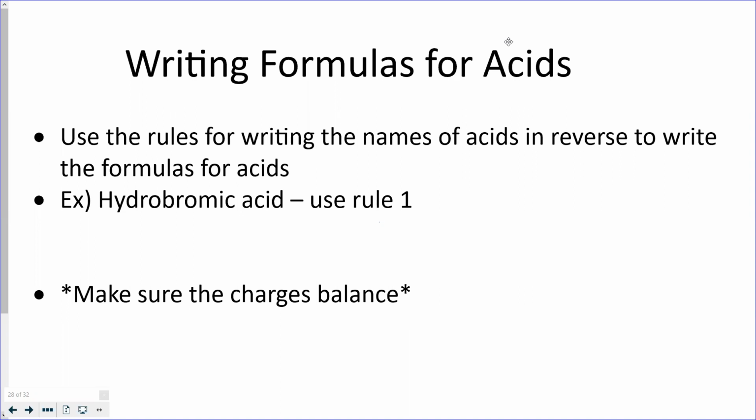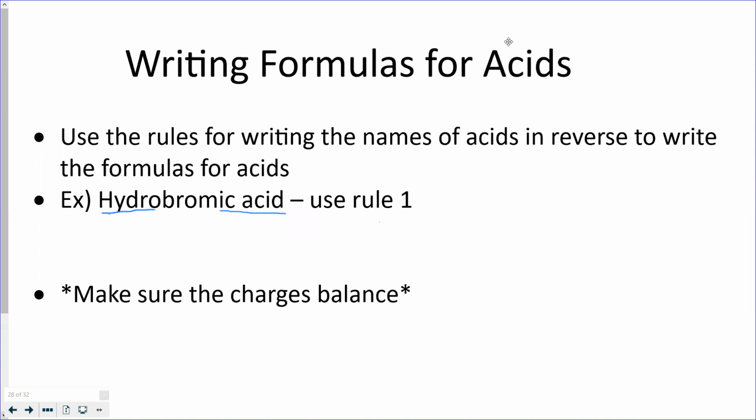All right, and writing formulas for acids. Like I said, these are ionic compounds, so you have to crisscross charges, but we're going to use the same rules for writing the names of acids in reverse to write the formula. So we're going to pay attention to which ending the anion should have. For example, hydrobromic acid has the prefix of hydro and ends in ic acid, which is that rule 1.